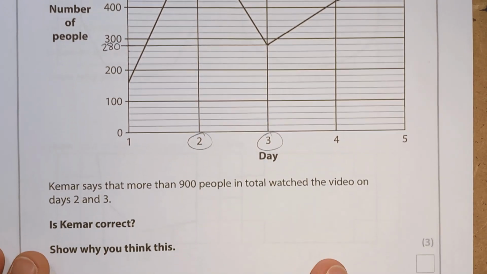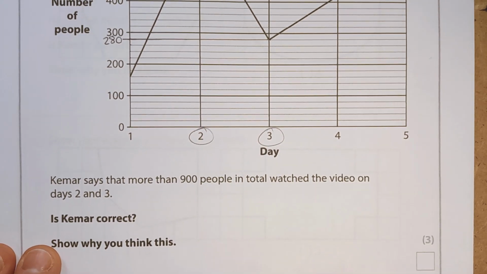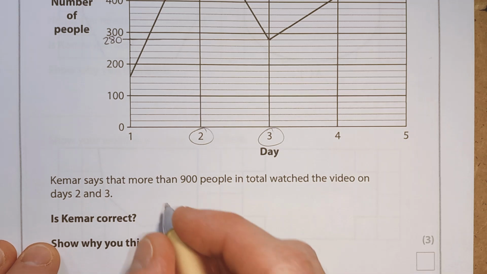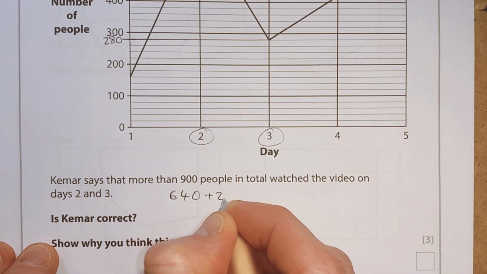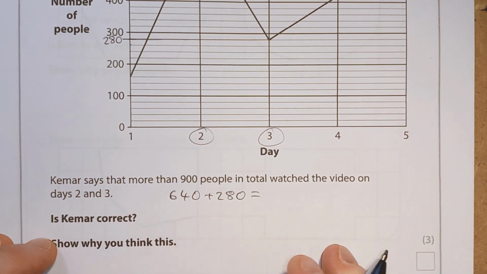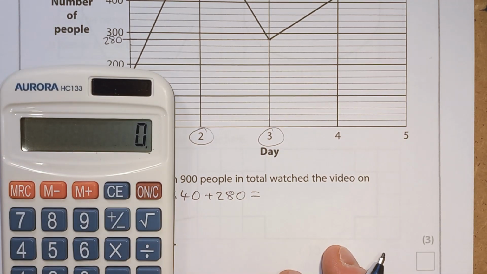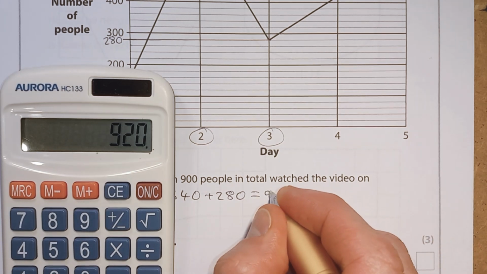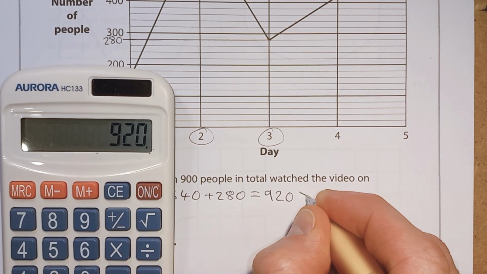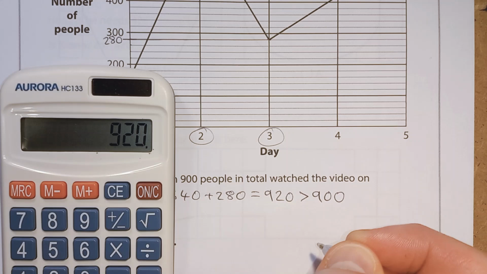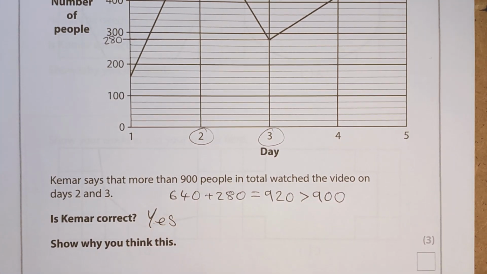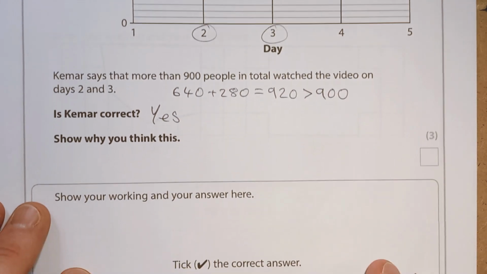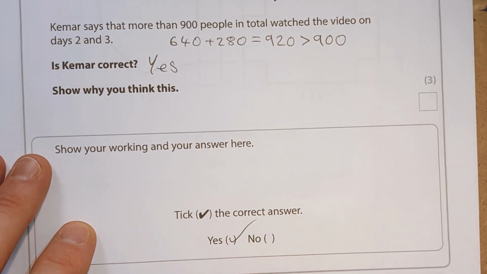Okay. So Kemal says that more than 900 people in total watched the video. Well, remember we had 640 plus 280. So if we add those two together, we get 920. And that is more than 900. So we can say, yes, he is correct. And we can tick down here.